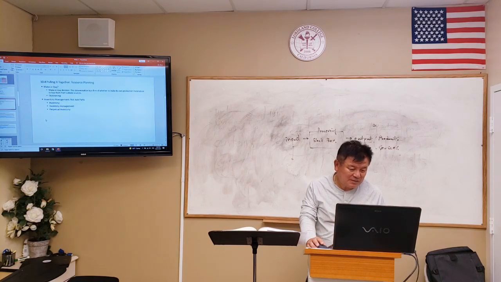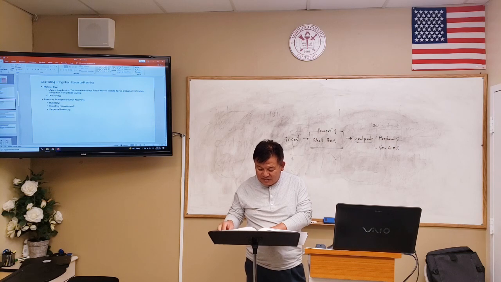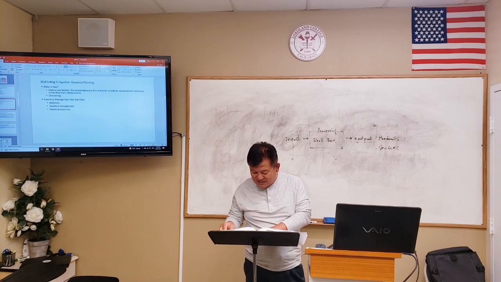Okay, let's move to 10.4, resource planning. We make it or buy it. So the make or buy decision. Resource planning is the determination by a firm of whether to make its own production materials or to buy them from outside sources. This is the make or buy decision. Is it better to make it or buy it?